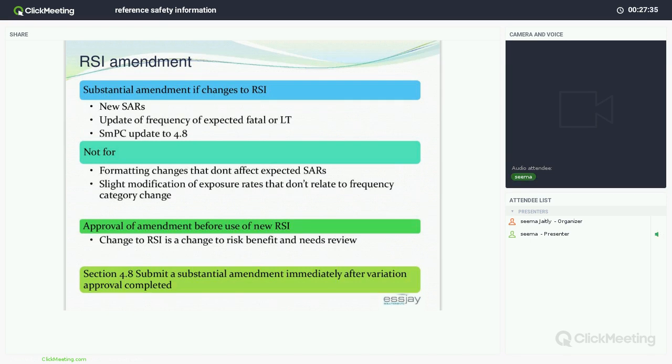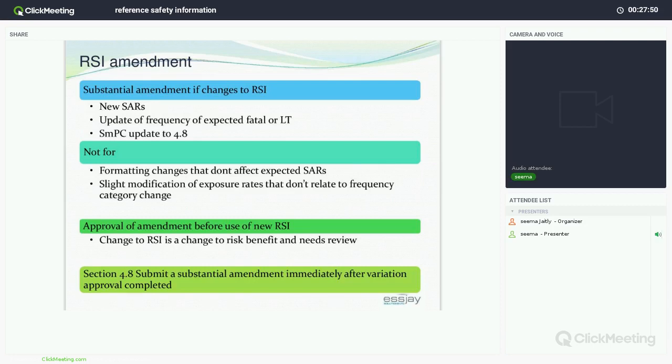Now, you need the amendment because you've got a change to the reference safety information, which constitutes a change to the benefit-risk, and that needs review by the National Competent Authority or Regulatory Authority before that is used and before that is implemented.